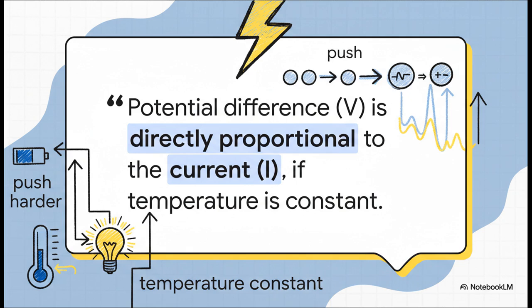But that last part is so important, provided its temperature remains the same. Why? Well, if a wire gets hot, its atoms start jiggling around more, making it harder for the charge to push through. So this law really only works perfectly when the temperature stays nice and steady.